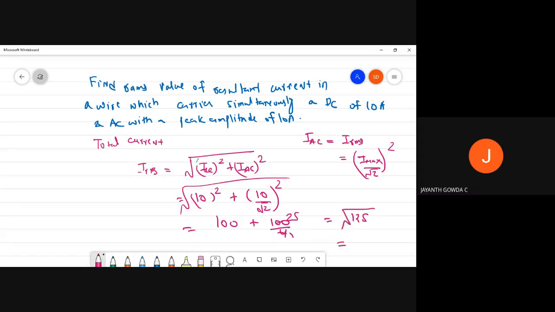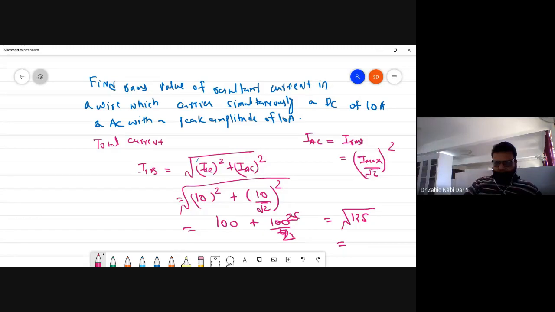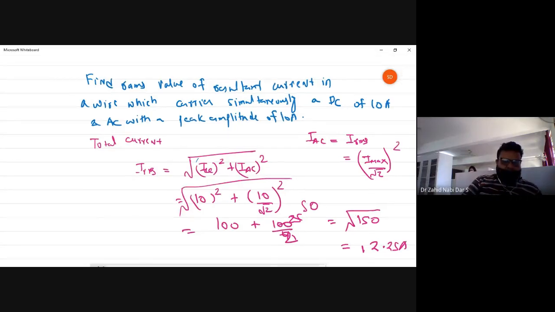Here 100 by 2 is 50, so this becomes 150. Taking the square root of 150, you get about 12.25 amps. So this is how, if you are given another problem like this, you will be able to solve it.